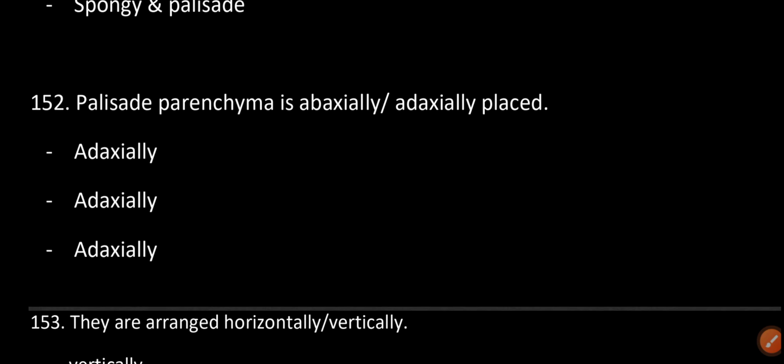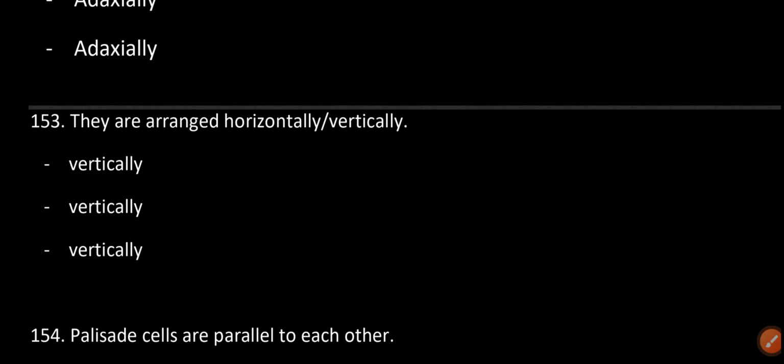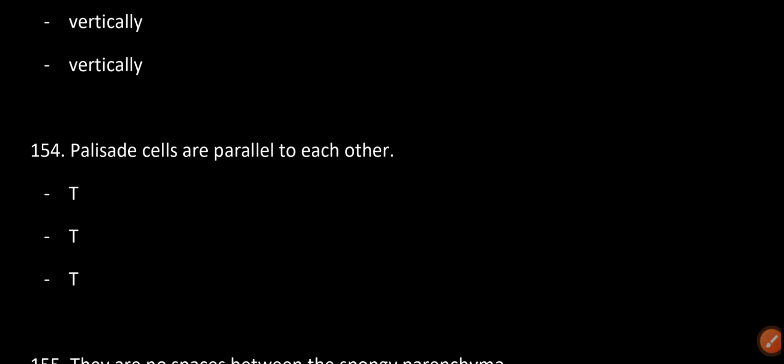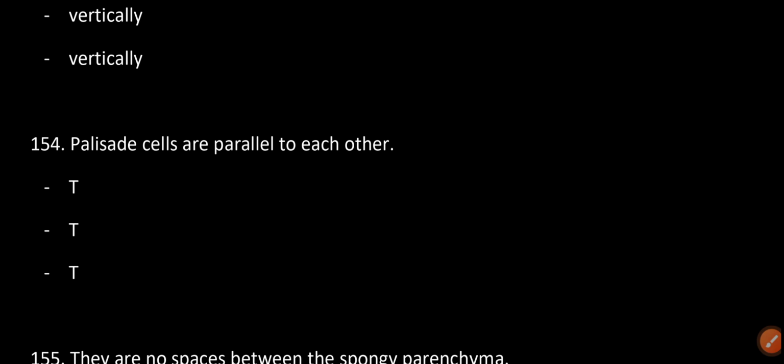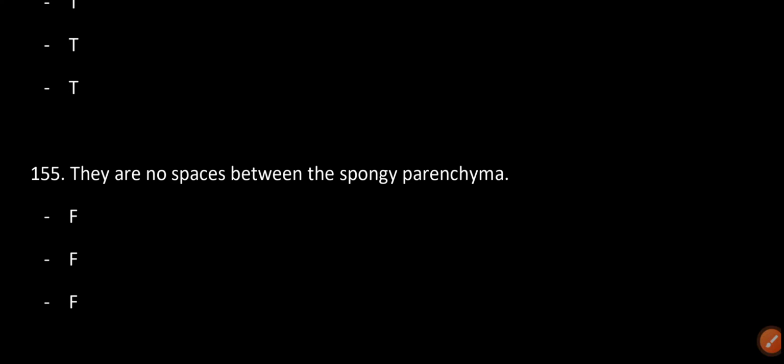Palisade parenchyma is abaxially or adaxially placed. Adaxially placed. They are arranged horizontally or vertically. Vertically. Palisade cells are parallel to each other. True. There are no spaces between the spongy parenchyma. False.